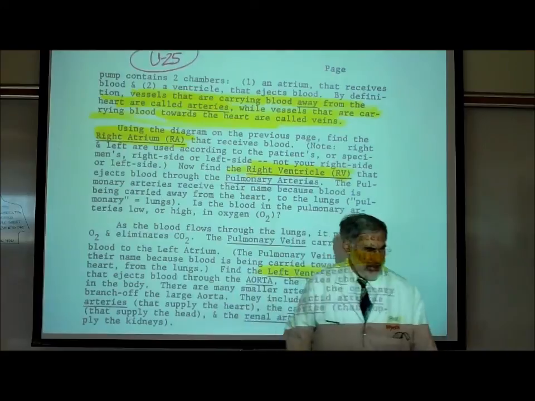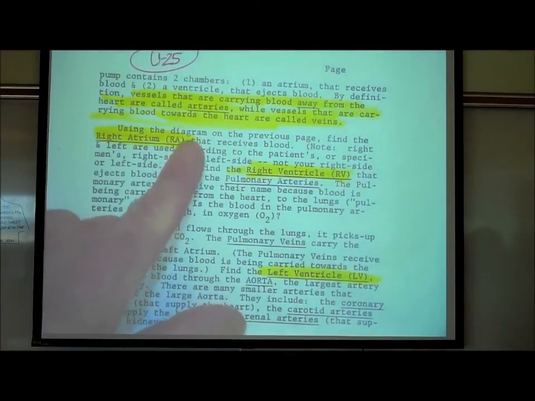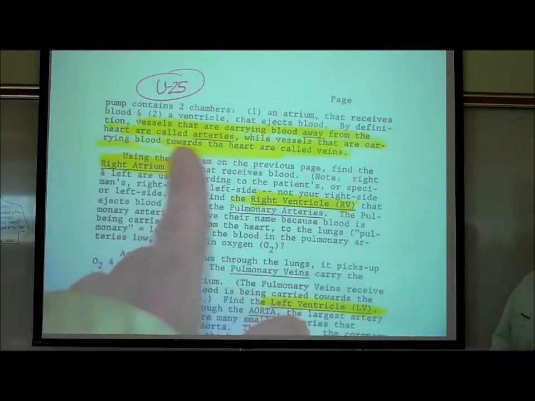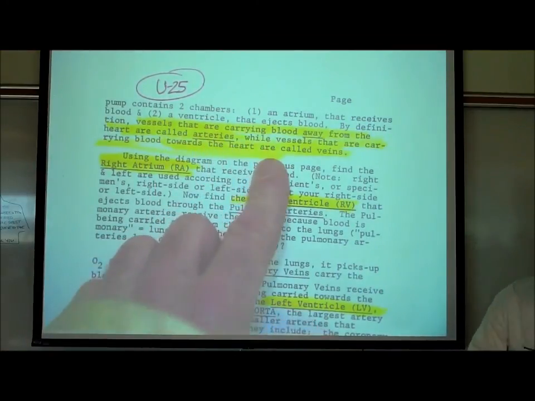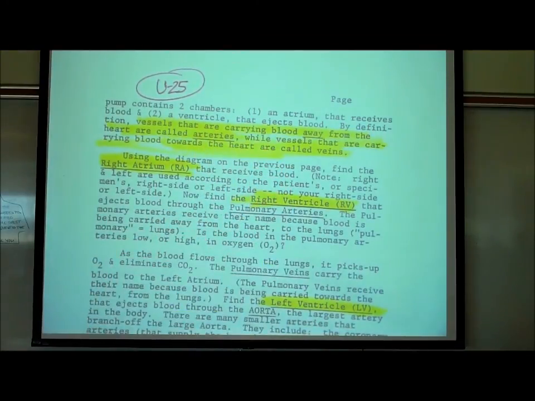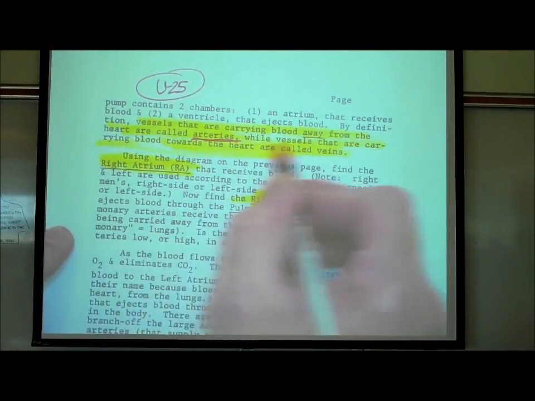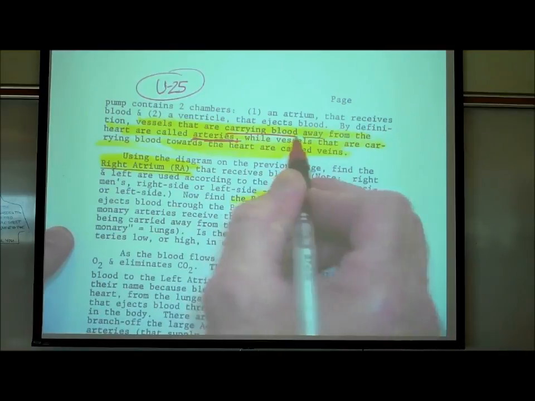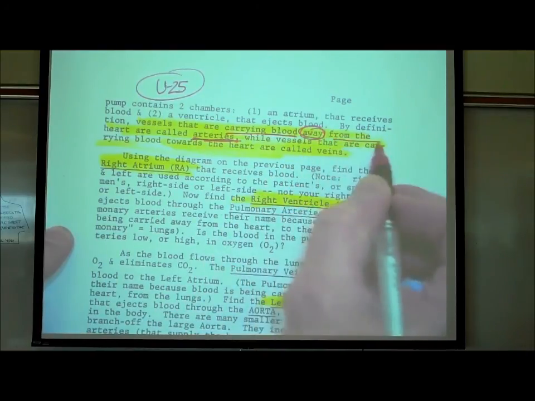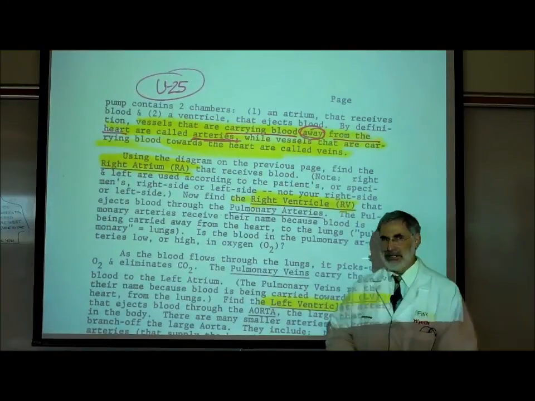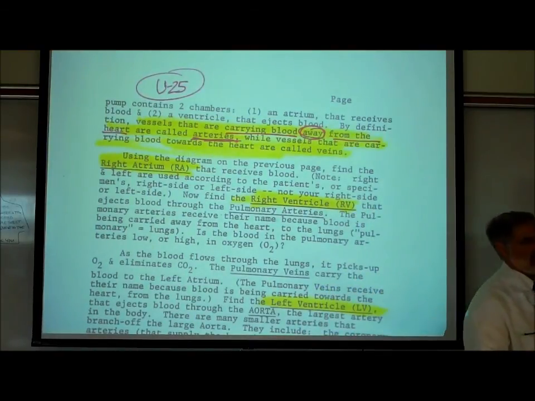Now another thing that I'd like to give you a definition of at the top of U25 is what is an artery and what is a vein. We want to know what an artery and a vein are. The definition of arteries is that arteries carry blood away from the heart. They carry blood away from the heart. That's the definition of an artery.